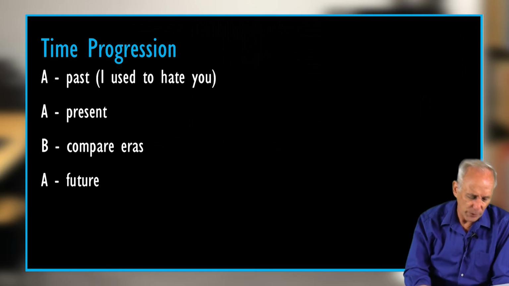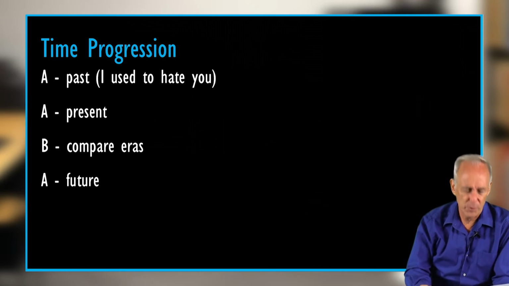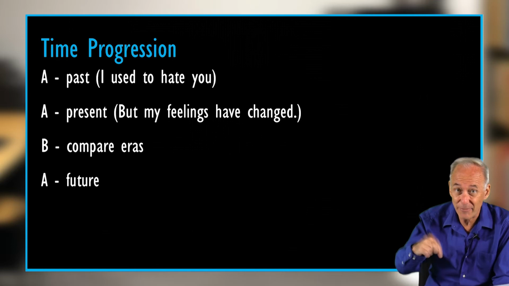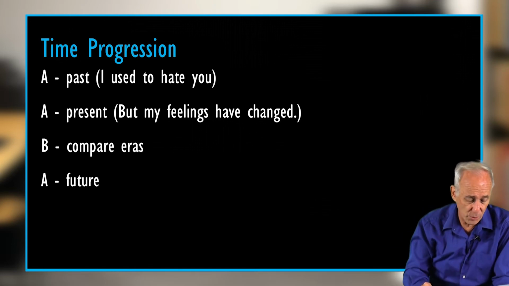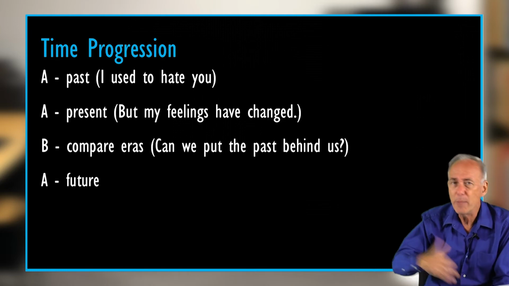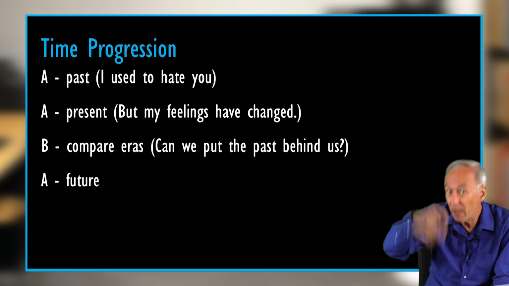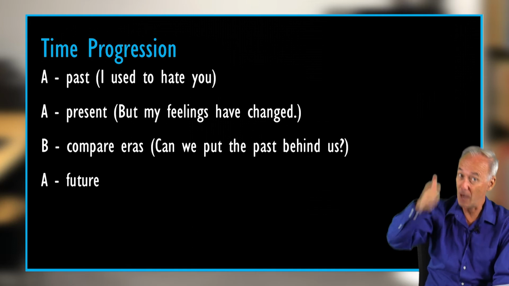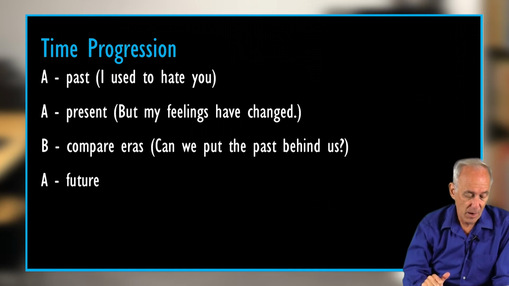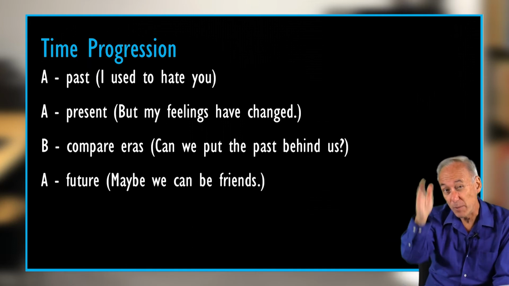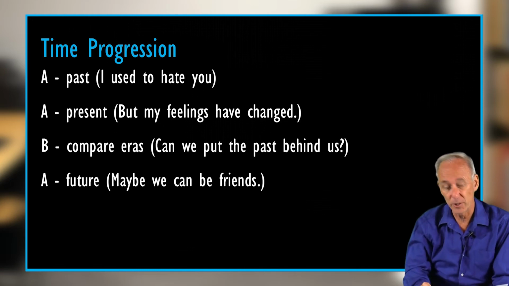Like, for instance, the first A, past: I used to hate you. Then the second A, which is about the present: But my feelings have changed. I feel differently from what I used to. Then comparing two eras in the B section: Can we put the past behind us now? Can we put what was behind us behind us? And then the future: Maybe we can be friends. Maybe we can be lovers. Maybe there's a future for us.